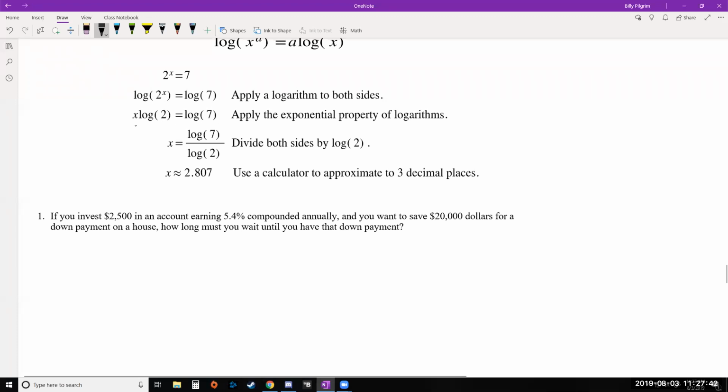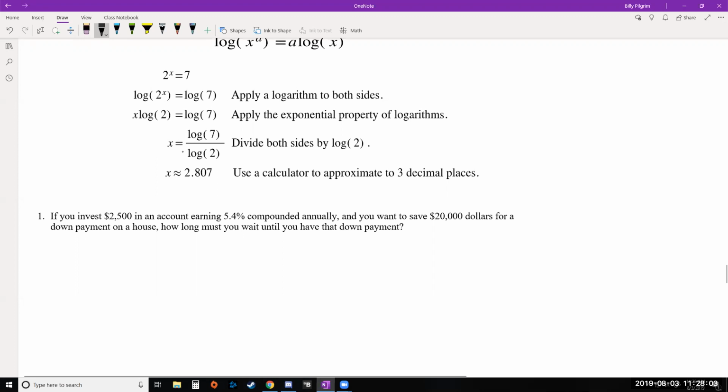Now in this step here, I know it looks weird, but log of 2 is just a number, and log of 7 is just a number. So we have x times this number, and if we want to isolate x, we can divide both sides by that log of 2. And so we get x equals the quotient, log of 7 divided by log of 2. And again, always wait to the last step to do division.